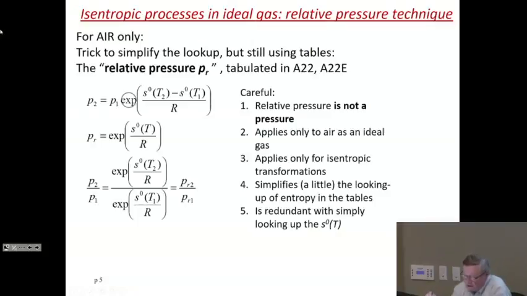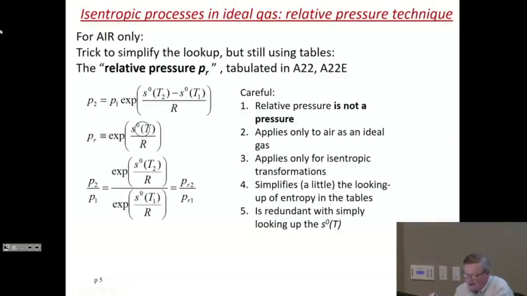So let's take this here, the function exponential of S naught of T over R, to be a, quote, reference pressure, a relative pressure. Bear in mind, this relative pressure is not a pressure, in spite of its name. It really is a normalized entropy, is what it really is, divided by the ideal gas constant and times an exponential. So this contains this term. Relative pressure contains nothing else but the entropy at normalized over pressure.